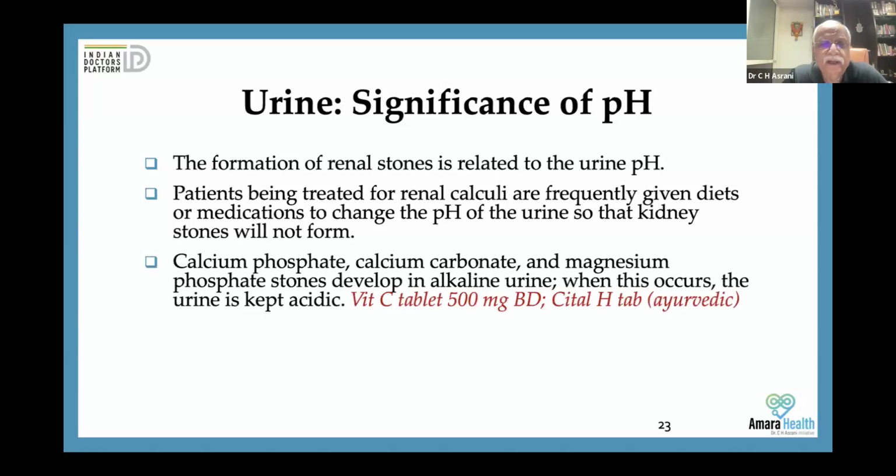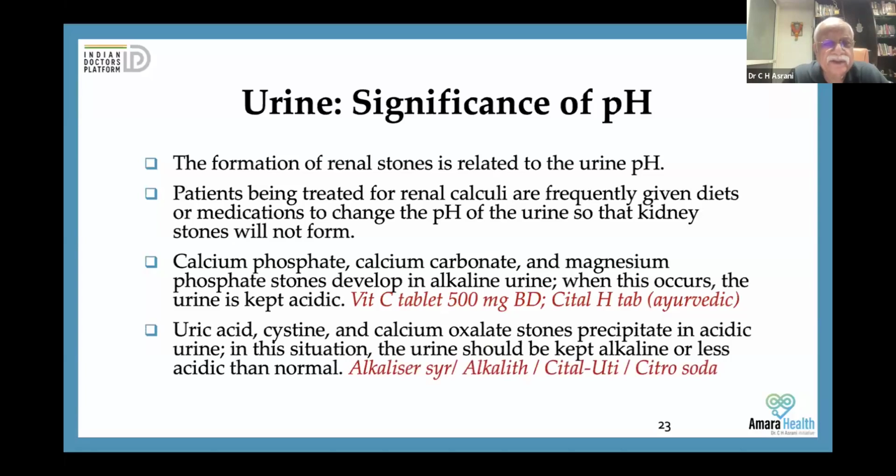Calcium phosphate, calcium carbonate, and magnesium phosphate stones develop in alkaline urine. When this occurs, the urine is kept acidic to avoid them. What is the best way to keep the urine acidic? Give a vitamin C tablet 500 milligram BD. Or there is a tablet called Cital H, which is an Ayurvedic tablet. They claim that they can make urine acidic.